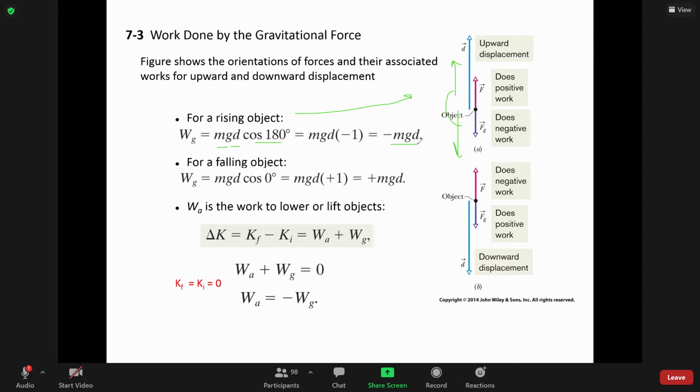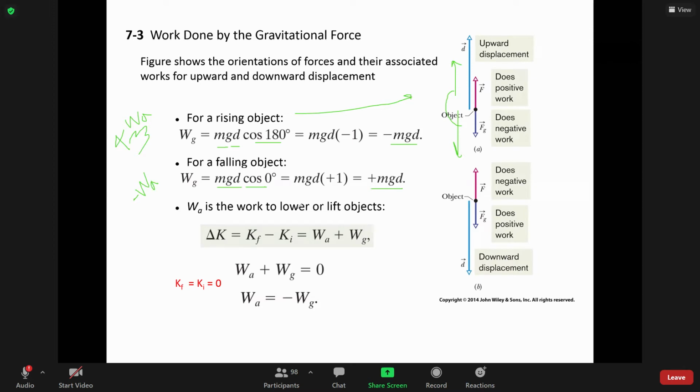The work done by gravity when I'm lowering it down: displacement is down and the force of gravity is down, so it should be positive. So it is mgd, cosine is zero, so it is plus mgd. Now remember, my hand is doing the opposite of that. So my hand, or the normal force, is doing, if this is positive, here positive WA, applied force, and here it is minus WA.